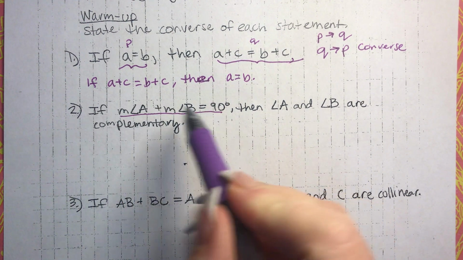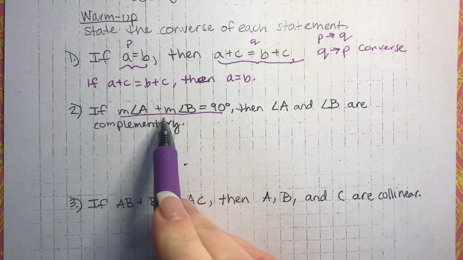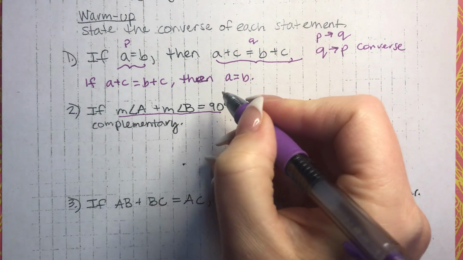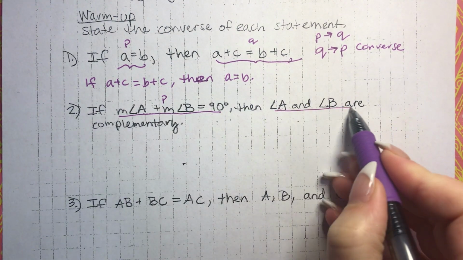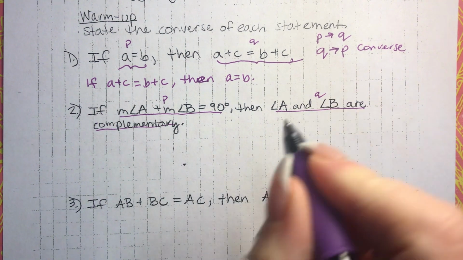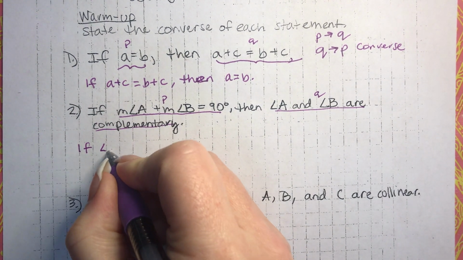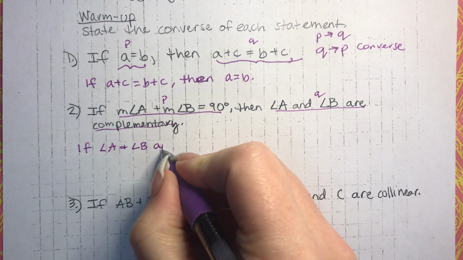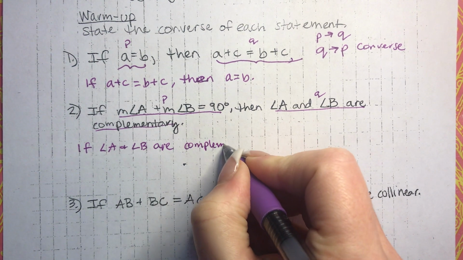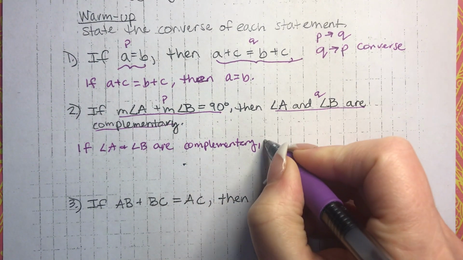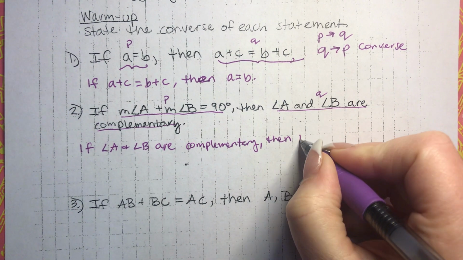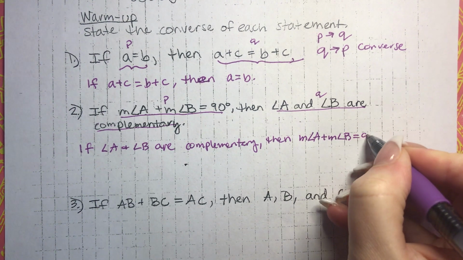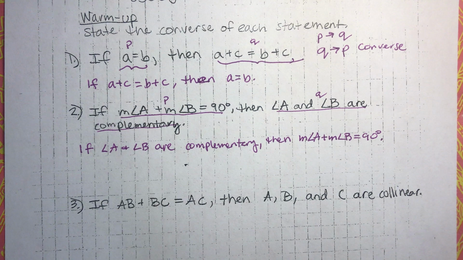This right here, this after the word if, so if measure of angle A plus the measure of angle B equals 90, then angle A and angle B are complementary. So this would be the P, and then after the word then, this would all be the Q. So we'll just go ahead and write it. If angle A and angle B, we're writing the Q first for the converse, are complementary, then, and now we write the P, measure of angle A plus measure of angle B equals 90 degrees. So if you got that one right, awesome, awesome.